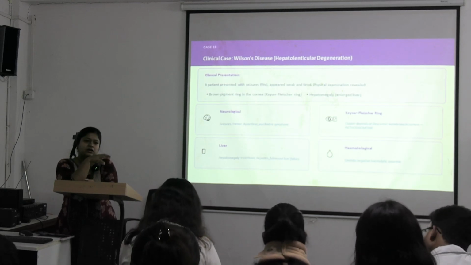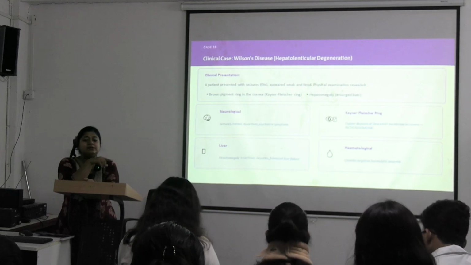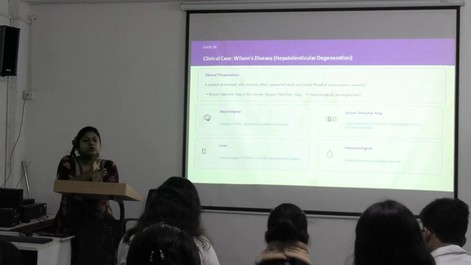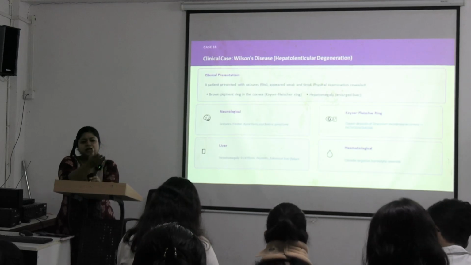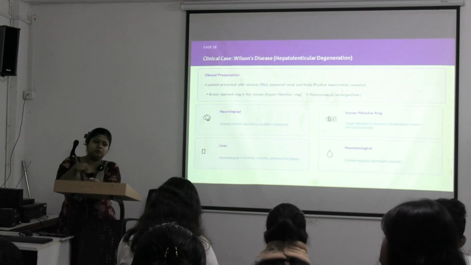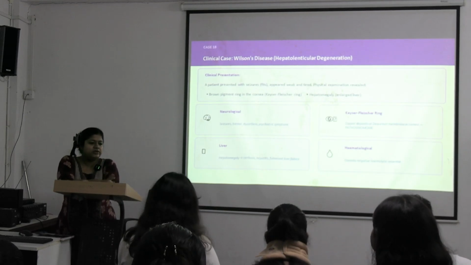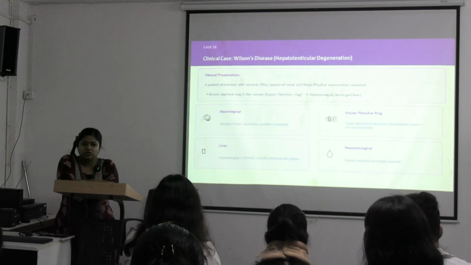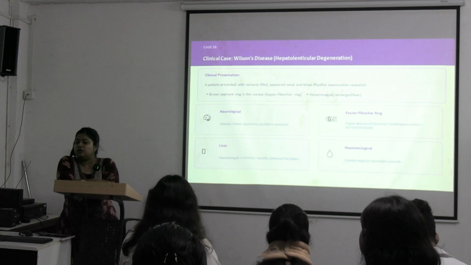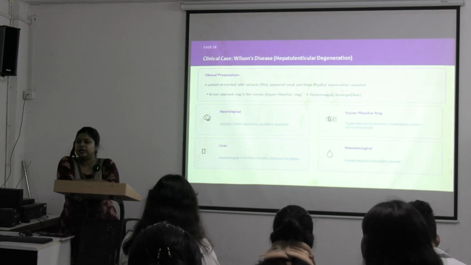Ceruloplasmin is a copper-containing protein, and it helps in the release of copper into bile. It is excreted via bile. That is how the metabolism is maintained. Now, what happens in Wilson's disease? There is accumulation of copper, because of defective uptake of copper in the liver.